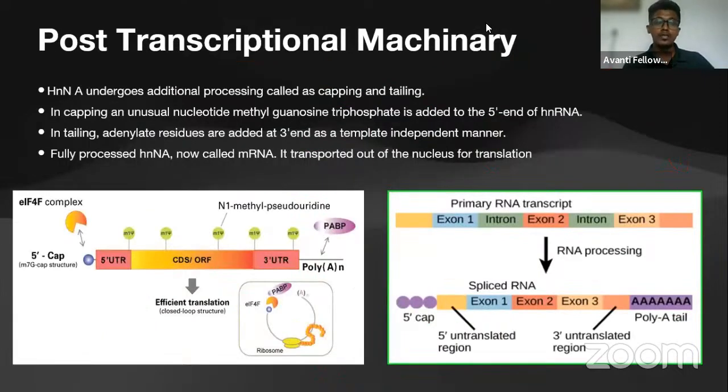So now, since we have finished till the termination, in the termination also we understood that it is rho dependent and rho independent termination that happens generally. So now we have an idea how the general transcription takes place, correct, right? Now today's class, what will happen is we have to go and understand something called post-transcriptional machinery. Now, what is post-transcriptional machinery?